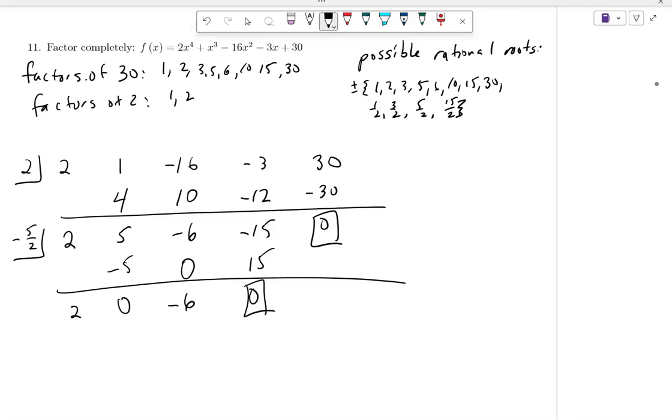Okay. So far we have x minus 2, x plus 5 halves, times what else? 2x squared minus 6. And so then that would be the one that we would need to solve next. Remember again, your goal on these is to get them to a quadratic, right?